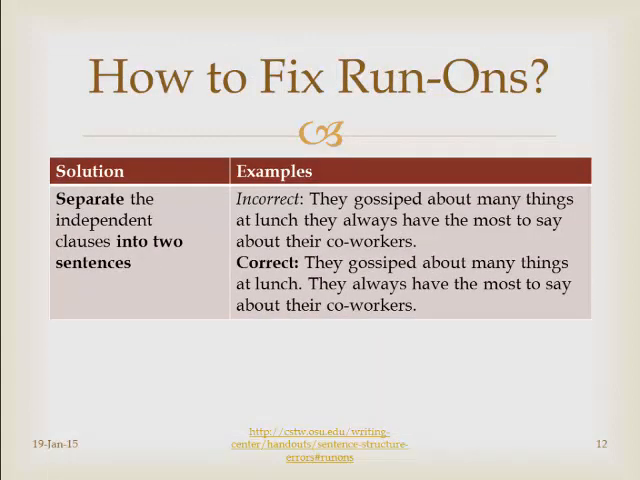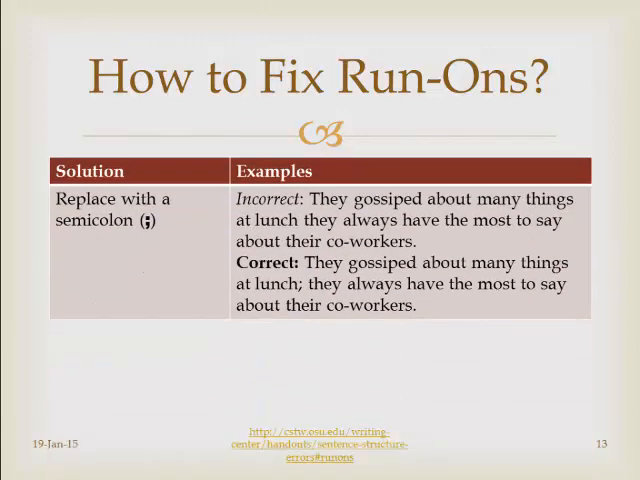First, you separate the independent clauses into two sentences. If you can, separate them; don't put them all together. Not "they gossip about many things at lunch they always have the most to say about their co-workers." No. Put proper punctuation and separate them into separate sentences. Or, like a comma splice, you replace it with a semicolon. If you notice, run-ons are very similar to comma splices. The only difference is that a comma splice is separated with just a comma, so at least you have some punctuation, although incorrect. Run-ons have no punctuation at all.